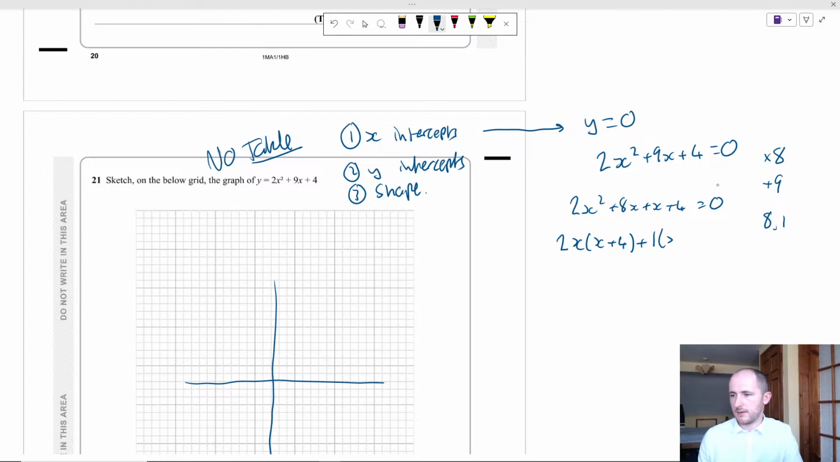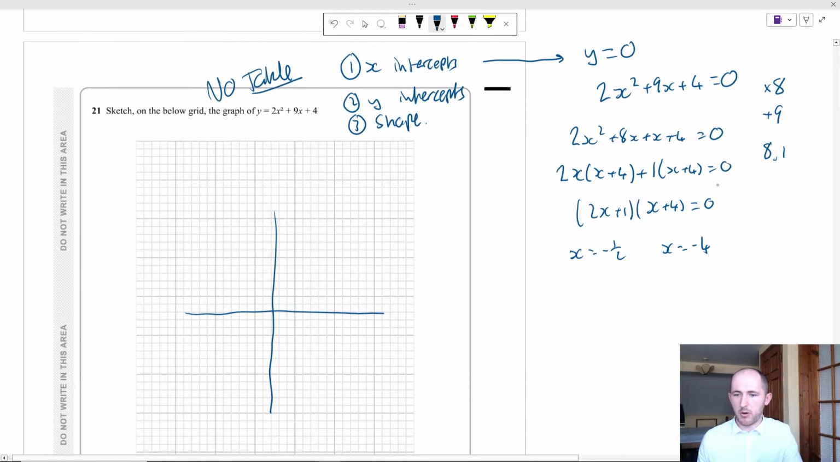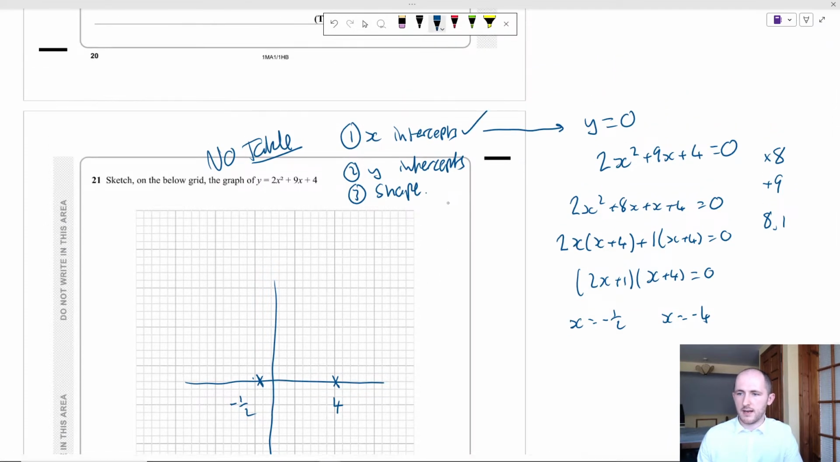Plus 1. So that gives me 2x plus 1 equals x plus 4. So x is either equal to minus a half or it's equal to minus 4. So we can now plot those 2 points or sketch them. So we're going to say that minus a half is here. I'm going to say that 4 is somewhere over here. Okay, there you go. That's the first mark done.